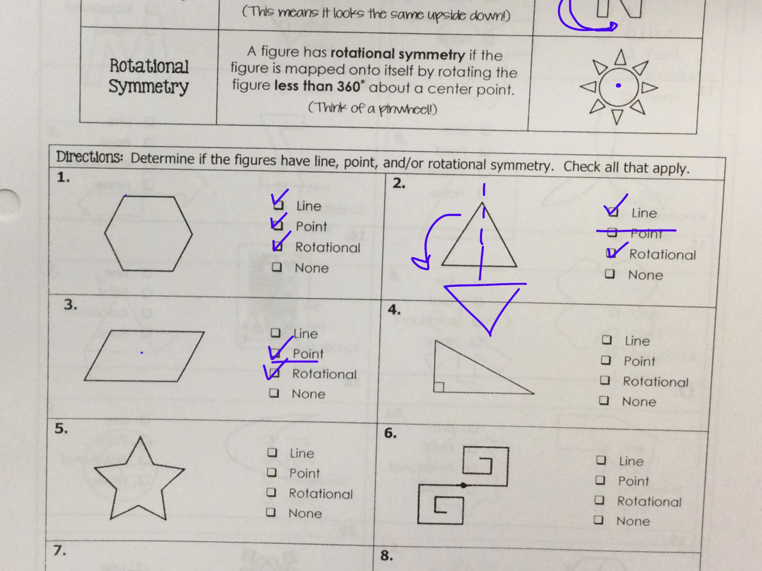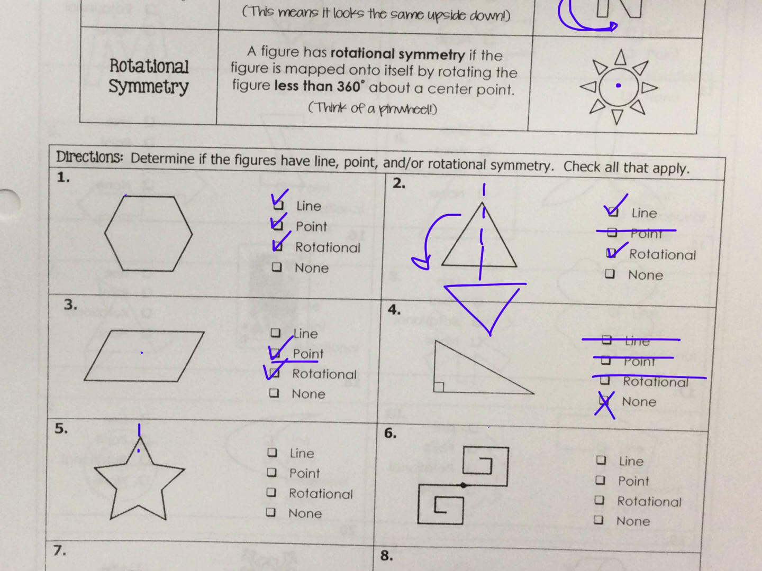Number 4, I can't cut this in half anywhere, so it doesn't have line. I cannot turn it upside down and have it still look the same. It would look like that if I turned it upside down, and that's not the same. And I can't rotate it at all because it doesn't have any similar parts. So this doesn't have any symmetry at all.